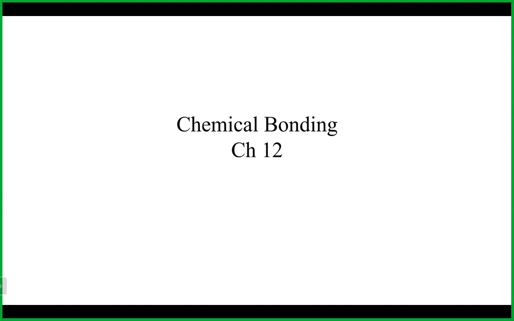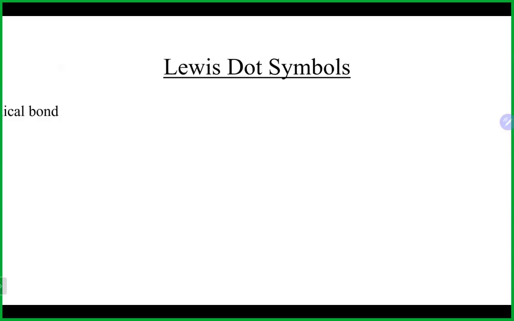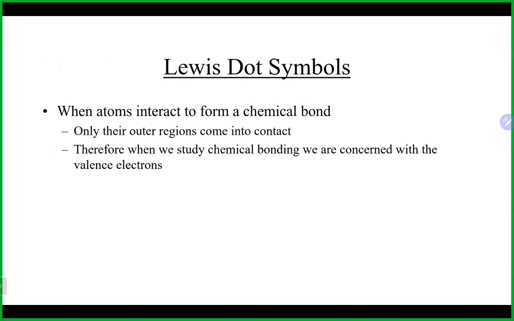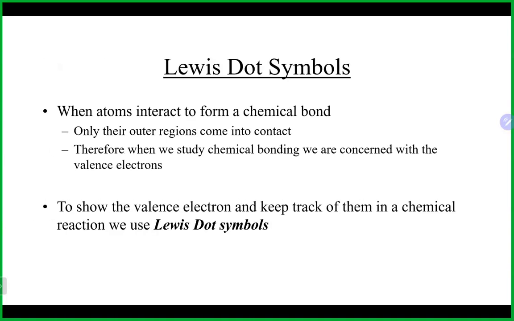So in chapter 12, we're gonna talk about chemical bonding. We're gonna talk about all types of bonding, Lewis structures, how to draw them, geometry, and everything you want to know about bonding, I suppose. So let's get into it. First off, Lewis dot symbols are basically what we use. They're sometimes called just generically electron dot symbols.